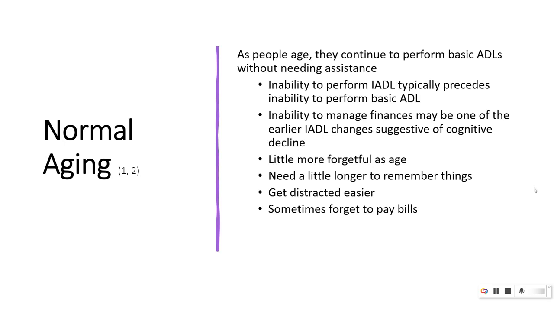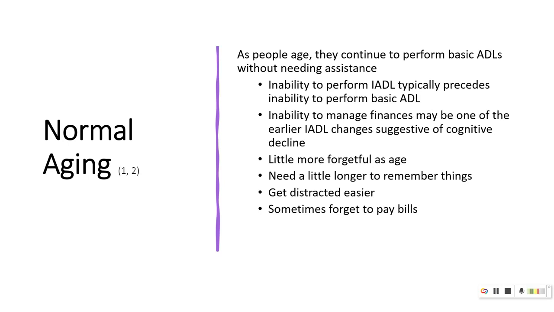As people age, we're going to be able to continue to perform those ADLs. And we did talk about how the IADL inability is going to precede the inability to perform the basic ADLs. One of the first things that we may notice as a person's cognitive impairment progresses is the ability to manage their finances. That seems to be one of the first IADL changes that will suggest that there's some cognitive decline. We may become a little bit more forgetful as we age.